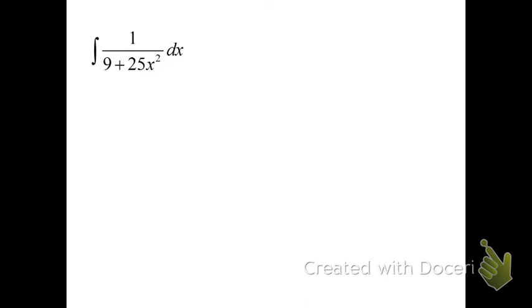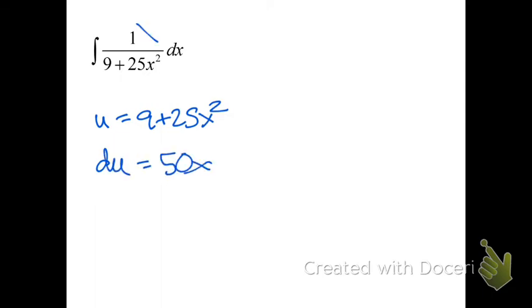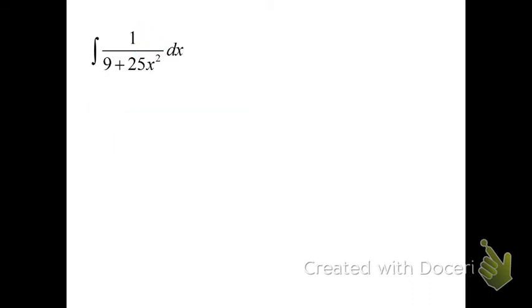First, why is this not regular u sub? Why can't I let the entire denominator be my u? That's because if I let the entire denominator be my u, then my du would be 50x, and I don't have an x up here. So I can't use regular u sub, it just doesn't work. So then I go, oh, perfect squares and a fraction. I bet it's one of those inverse trig things. And this one has a plus, so I'm going to assume that it's inverse tangent, and I'm going to try to make that happen.